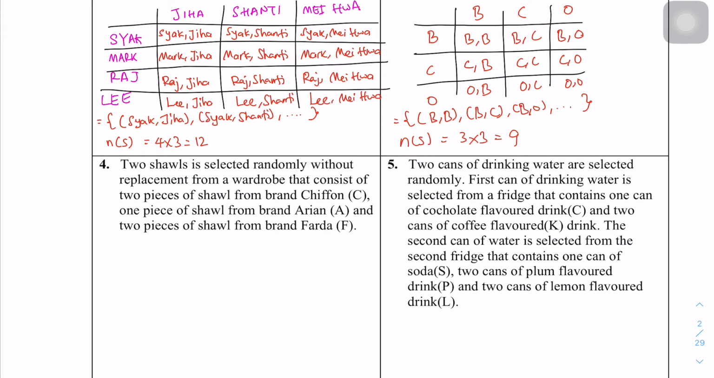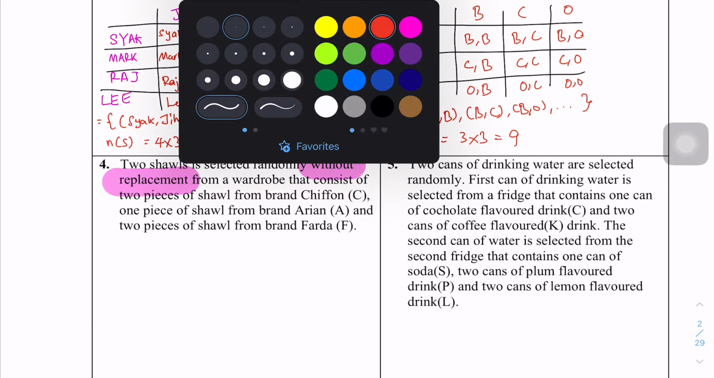Okay, for number 4, 2 shawls are selected randomly without replacement from a wardrobe. Over here, without replacement, you need to highlight it. From a wardrobe that consists of 2 pieces of shawl from brand Chiffon, 1 piece of shawl from brand Ariane, and 2 pieces of shawl from brand Farda. So how can we do this?